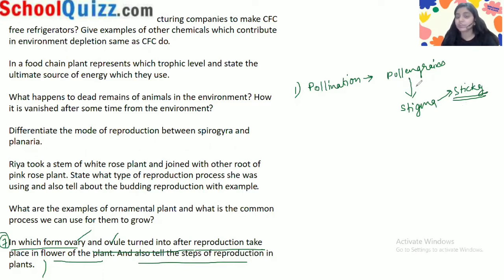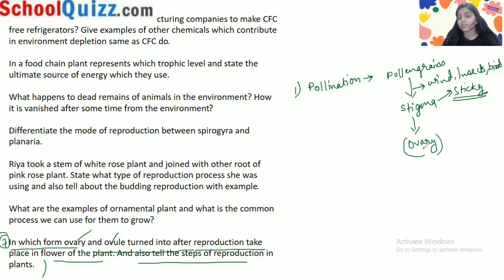And by what means are these pollen grains transferred from the anther to the stigma? That is the wind, insects, or some birds. These are the means of transferring. From the stigma, the pollen grains grow a tube and reach the ovary. Now they reach the ovary, and here in the ovary the fertilization takes place.